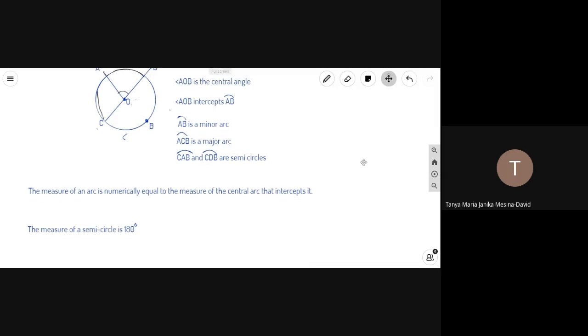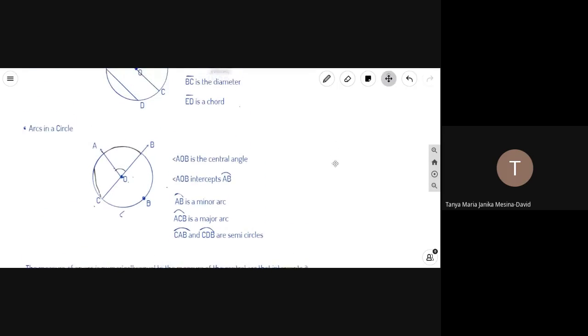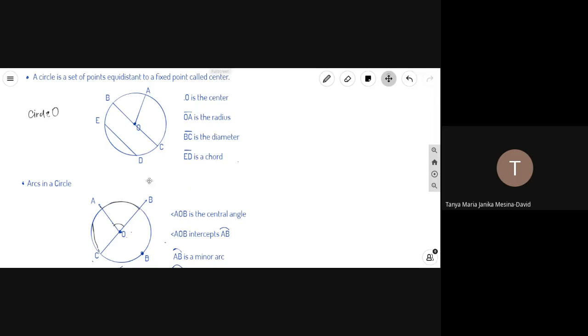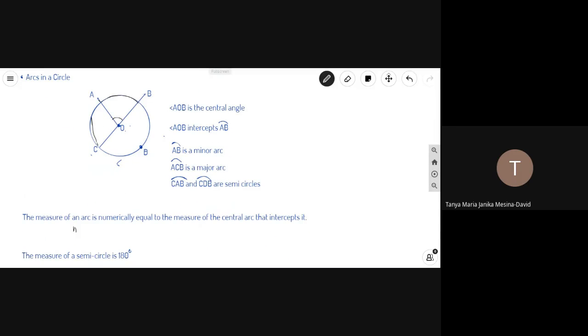Now, basically, the measure of an arc is numerically equal to the measure of the central angle that intercepts it. So, for example, if the measure of angle AOB is equal to 75 degrees, then the measure of arc AB is also 75 degrees.